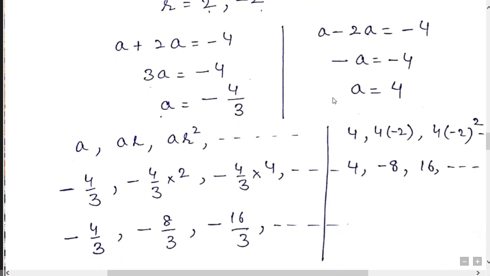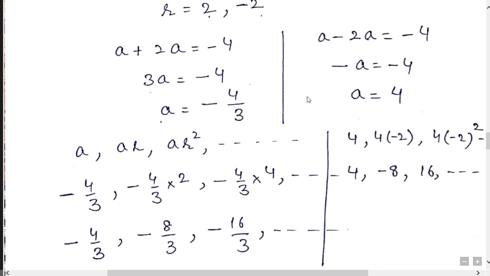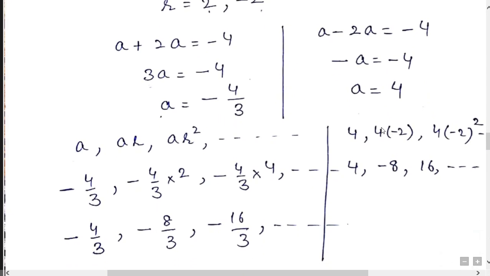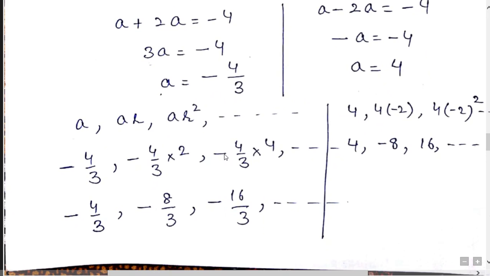Now insert both these pairs of values. If r is equal to 2, then a is equal to minus 4 over 3. If r is equal to minus 2, then a is equal to 4. Insert these values. You can find two series. First is minus 4 over 3, minus 8 over 3, minus 16 over 3 and so on. And second is 4, minus 8, 16 and so on.